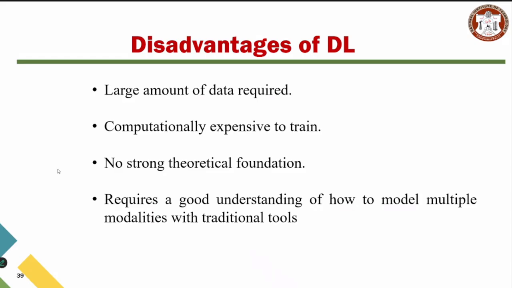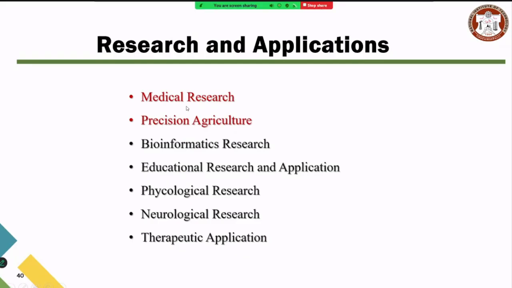So these are all the research and application aspects of deep learning. Mainly medical research, precision agriculture. This is what I'm doing currently using these aspects with my scholars. Then bioinformatics, educational research and application, psychological research, neurological research, then therapeutic applications and everything. So mainly we are going to discuss medical research.